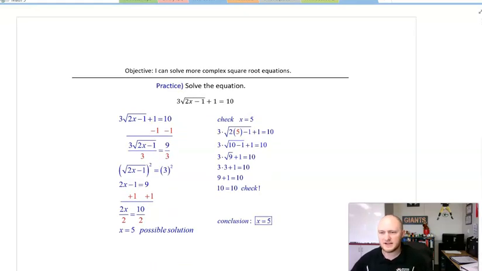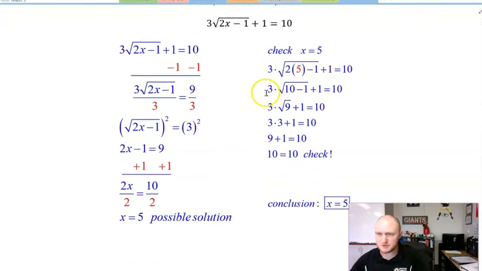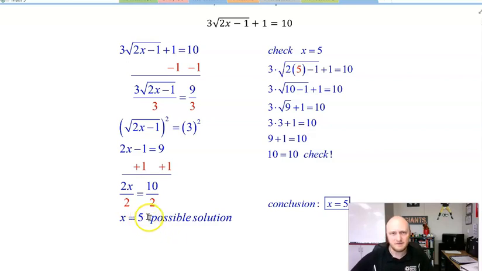Okay, here is the answer. Hopefully you tried this one. You should have subtracted 1 first and then divided by 3. That would have given you square root of 2x minus 1 equals 3. You square both sides to give you 2x minus 1 equals 9, and then solving gives you x equals 5. This is the possible solution. Did you get x equals 5?